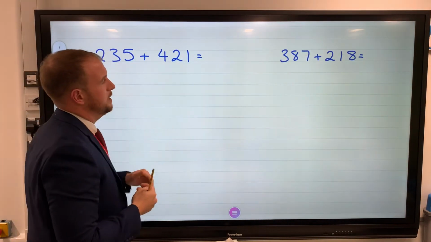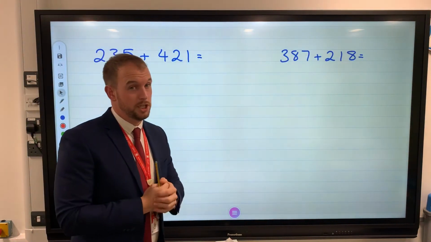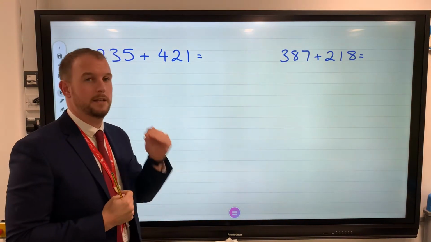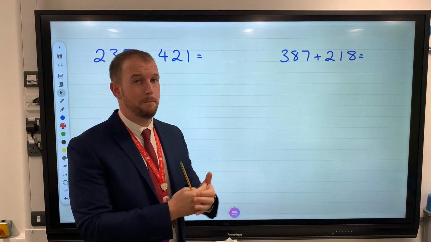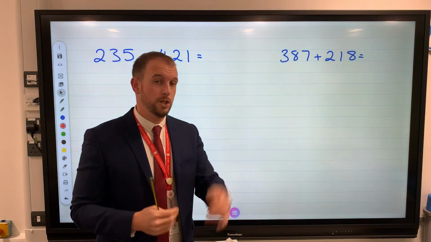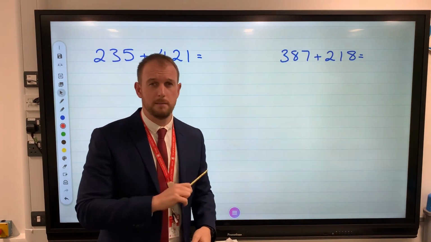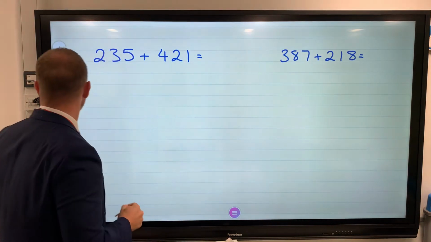Now, these are bigger numbers, they are 3-digit numbers, but it's exactly the same principle. And that's why I like using the column method, because regardless of how big these numbers are, we can always use the same method. We even use the same method with decimals. So let's line them up.